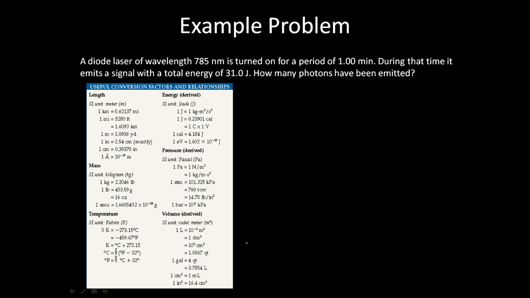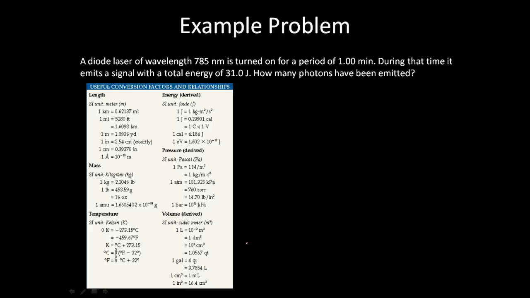Just one more type, okay? A diode laser, wavelength of 785 nanometers, is turned on for a period of 1 minute. So 1 minute is 60 seconds, right? During that time, it emits a signal with a total energy of 31.0 joules. How many photons have been emitted?